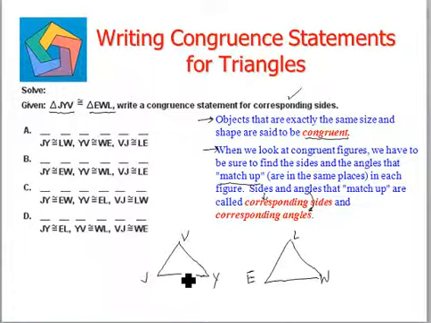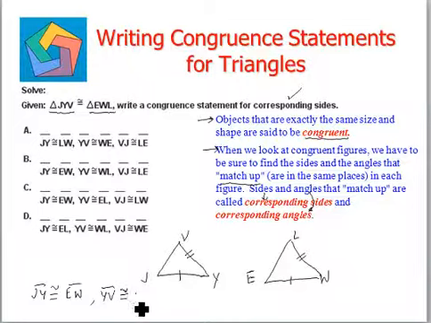So let's start with the base. JY corresponds to EW. So we write JY is congruent to EW. This is our first statement. Then we move on to the second side over here. YV is congruent to WL. So we write side YV is congruent to WL.